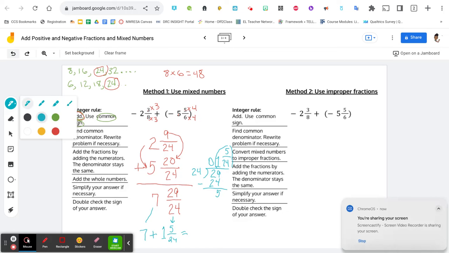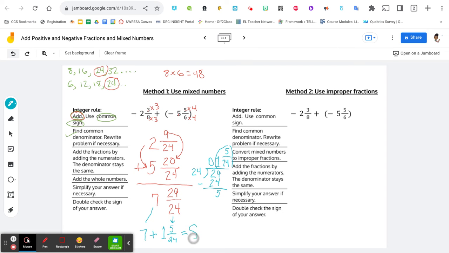So that gives us 8 and 5/24. And of course, we're double checking our sign. Our common sign is negative, so our answer is also negative.